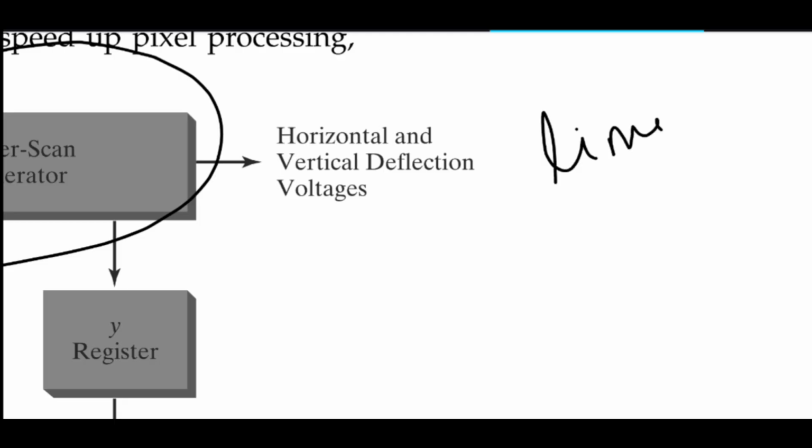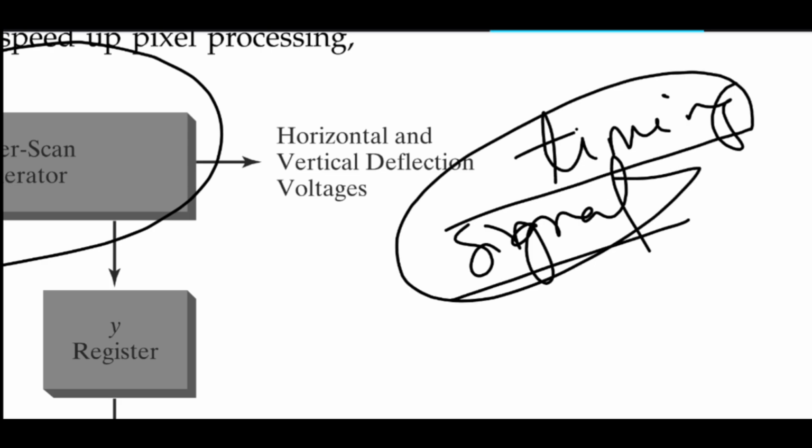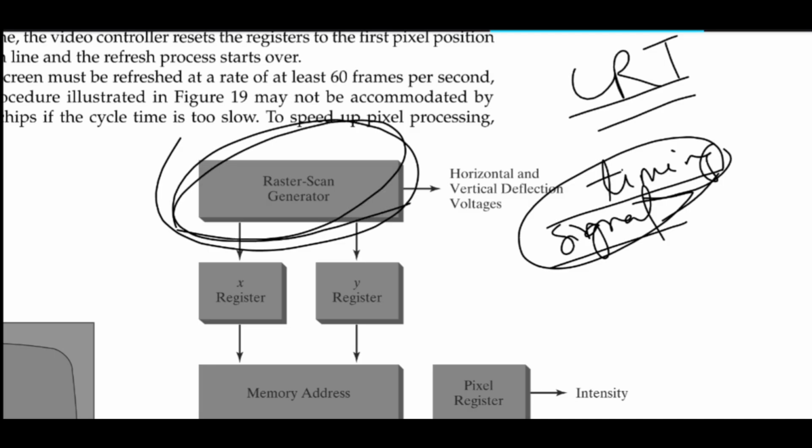Timing signal about the electrons. What about the electrons? The electrons are generated and moved from the electron gun in the CRT display. The raster scan generator provides the timing signal to guide the electron beams, to move horizontally or vertically.